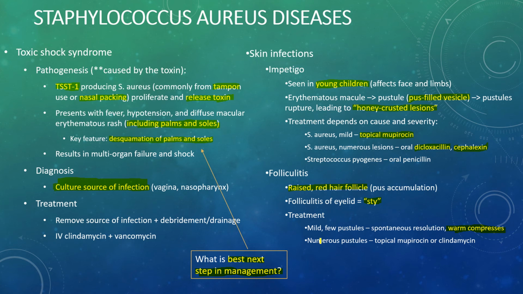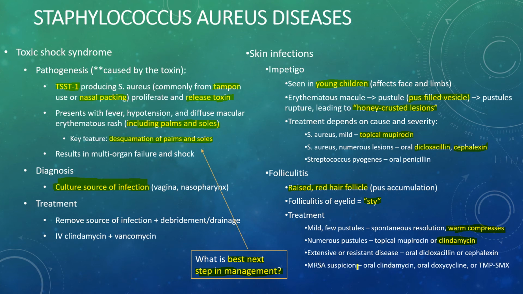If you have a lot of pustules, however, you're going to need some kind of topical medication to solve this problem. And topical mupirocin or clindamycin can help. Remember, clindamycin is very good for community-acquired skin infections caused by MRSA. If it's very severe disease and it's resistant to the topical treatment, then you can give an oral, highly bioavailable antibiotic, which we've talked about before.